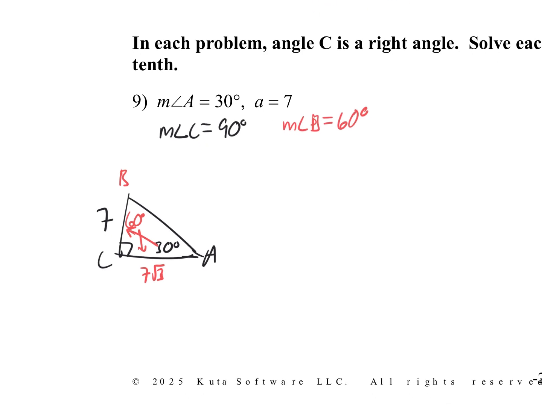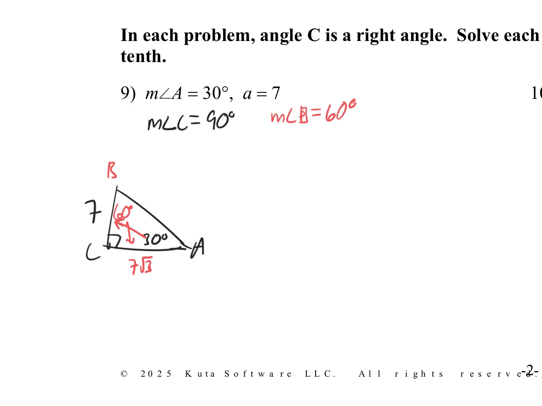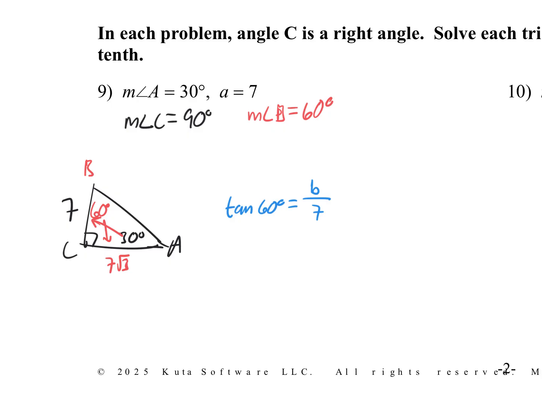Then you could say that whatever B is depends on SOHCAHTOA, right? I can use the tangent of 60 is B over 7, so opposite over adjacent. And then all you have to do is multiply by 7 on both sides to cancel that out over here. And then I get 7 times tangent of 60 is my side B, right?